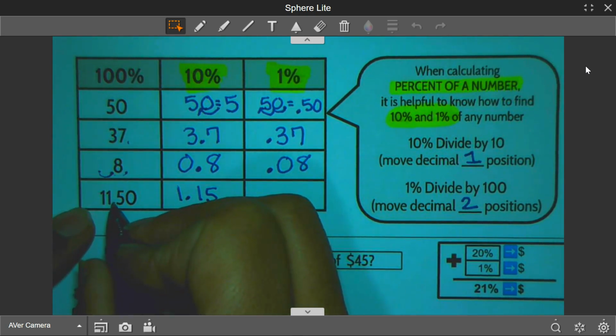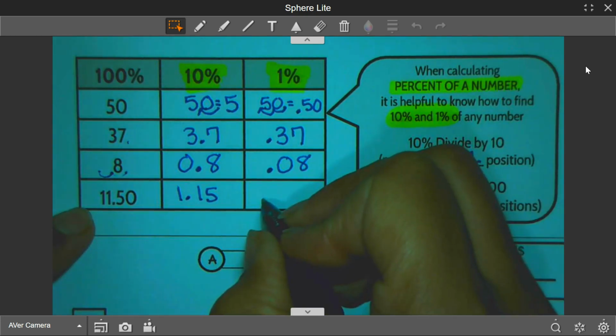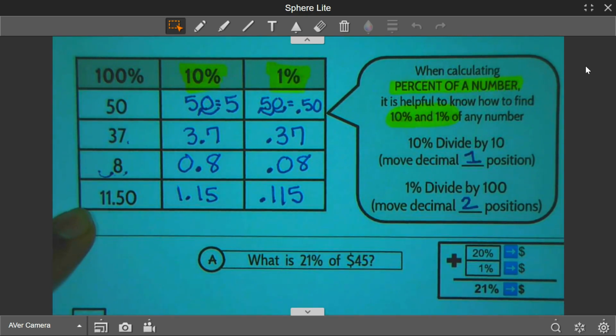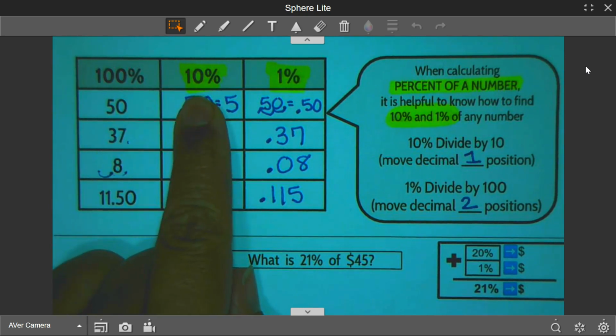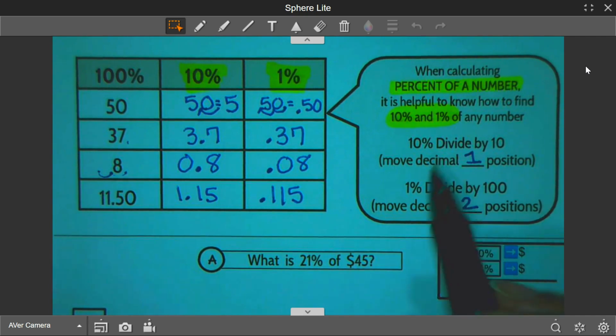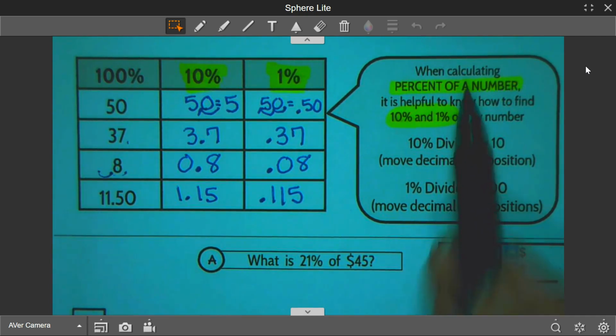1% is divide by 100, so move the decimal over twice, all the way in the front. So it is decimal 1, 1, and 5. Okay, so that was just a quick practice on calculating 10% and 1% of a number. And again, why? Because it is very helpful when you're calculating percent of a number.